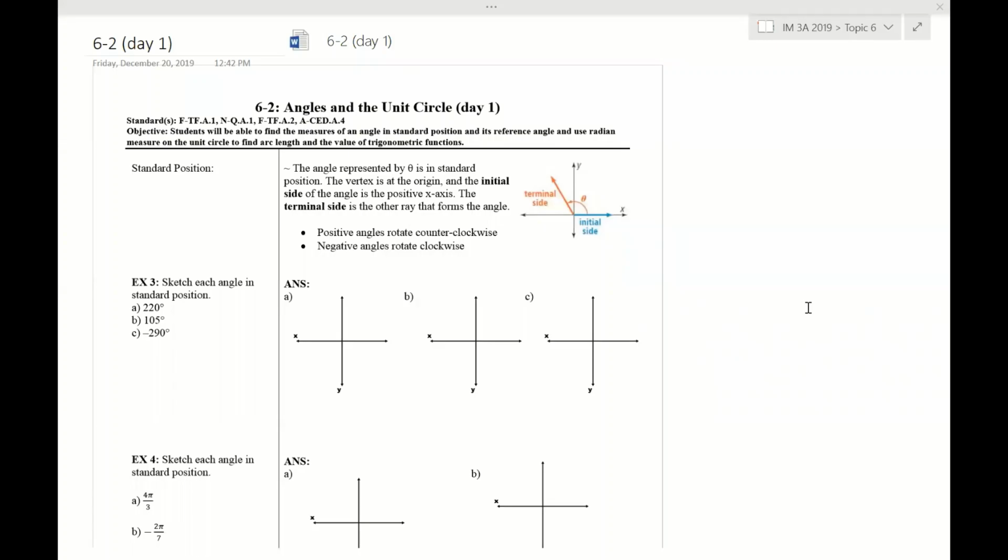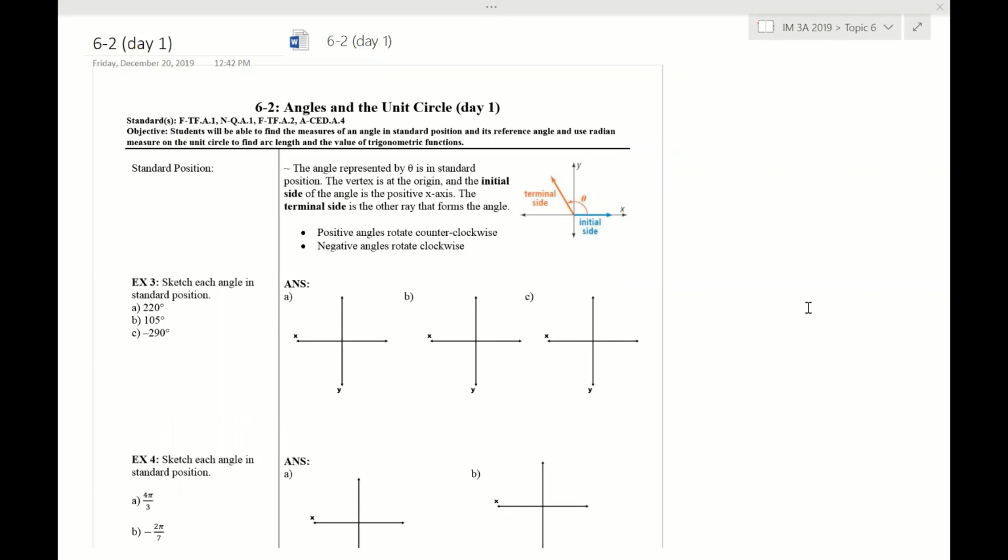Today we're going to go over section 6.2, angles in the unit circle, day 1, where we will talk about angles in standard position and reference angles, and then coterminal angles using that. So what we're going to start with is the idea of standard position.